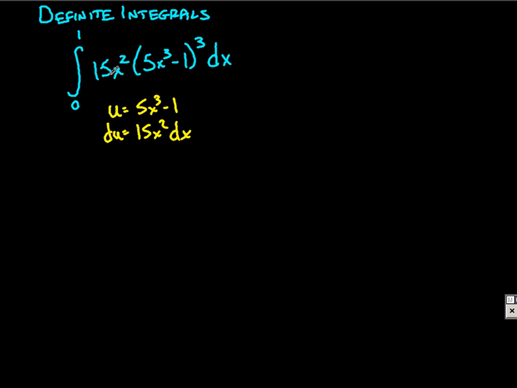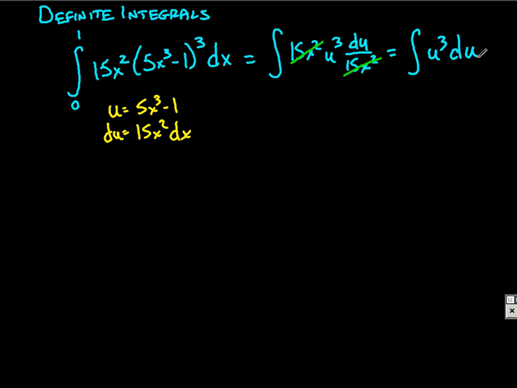So if I were to try to solve this, I would have the integral of 15x squared times u cubed. dx is now du over 15x squared, which means that my 15x squared would cancel out like I would want, and I would get the integral of u cubed du.